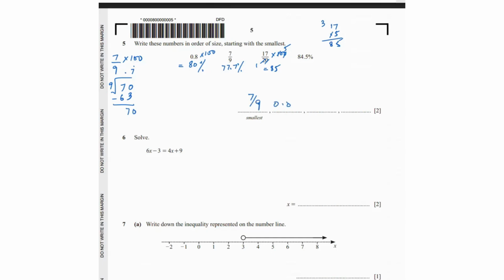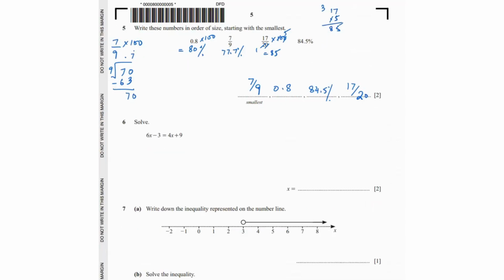Then we have 0.8. Then we have 84.5%. And then lastly, 17 over 20. Remember to convert them into the same format first. It can be decimals, fractions, or percentages. Once you have them in the same format, then compare them. And when you're writing the final answer, write the original values, not the converted ones.